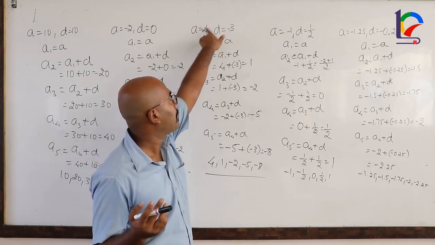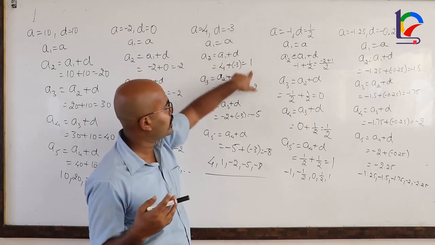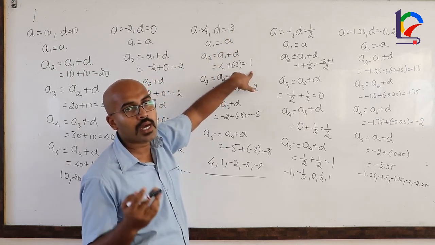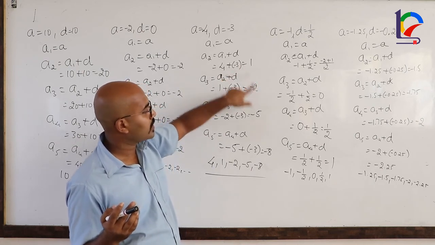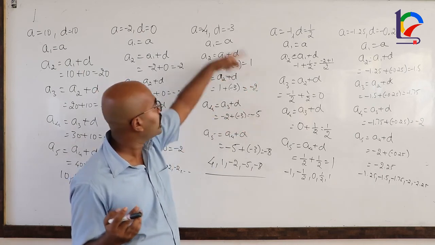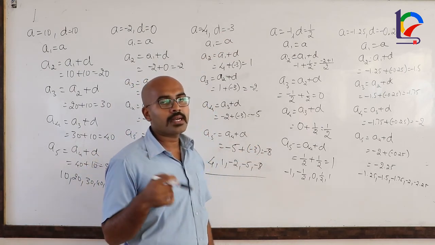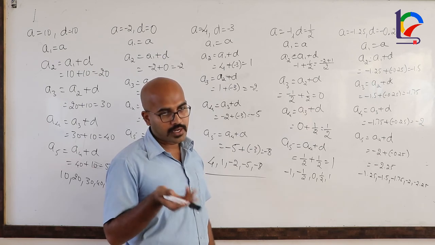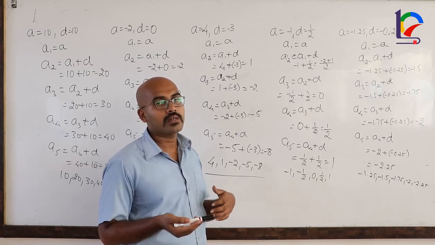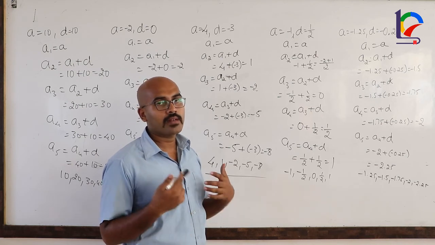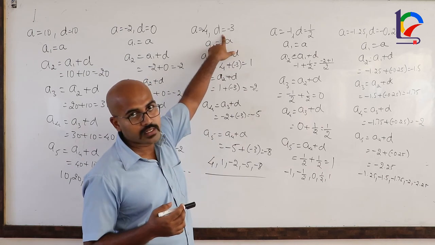So 4, when you add minus 3 to 4, it will be 1. When you add minus 3 to 1, it will be minus 2. So minus 2, minus 3, minus 5. Minus 5 and minus 3, minus 8. So you need to take some precautions when you are solving a negative integer, because most of them will make mistakes when adding the negative integers.